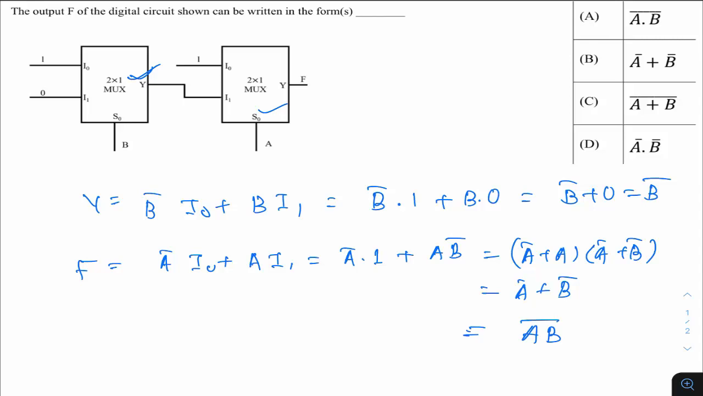If you see, A bar plus B bar is given in option B, and AB bar is given in option A. So basically, this is indicating a 2-input NAND gate. What about option C? Option C is not correct because this is a NOR gate. A NAND gate can never be equal to a NOR gate. Similarly, A bar, B bar is basically again the NOR gate. So this is also not true. So option A and B are correct for this.